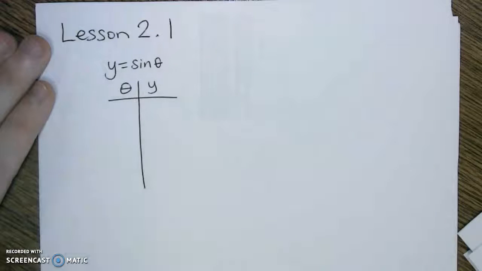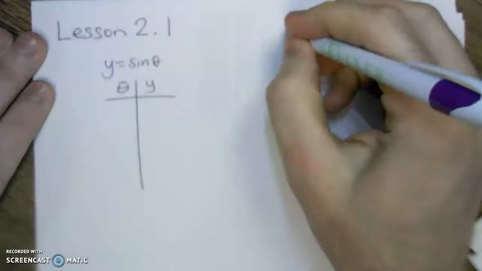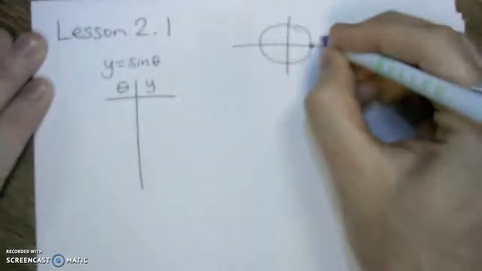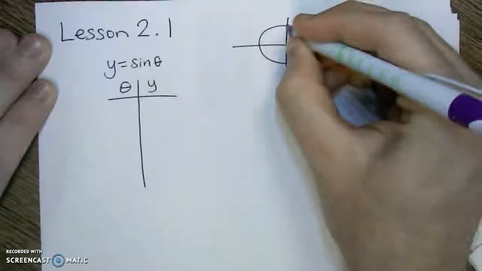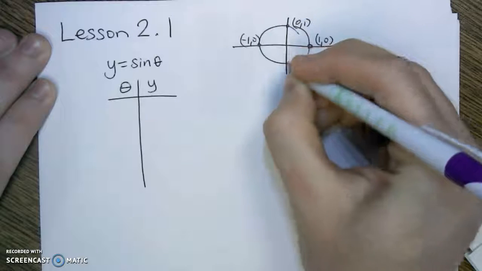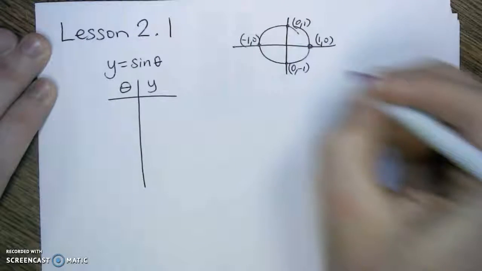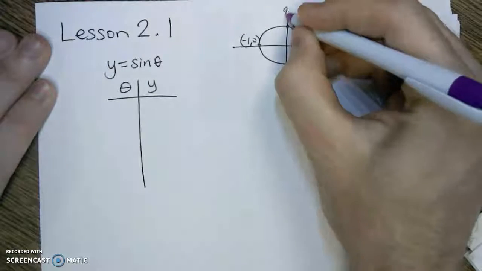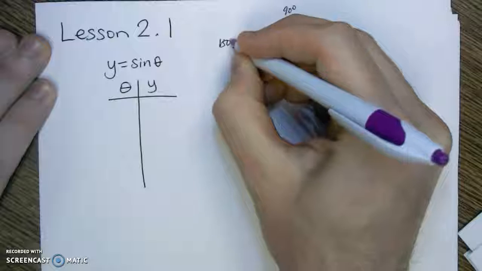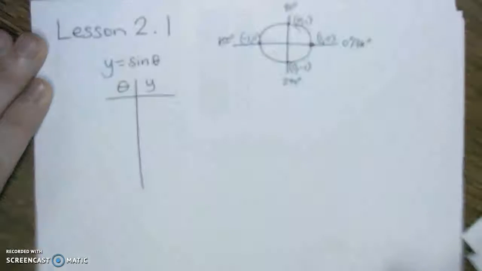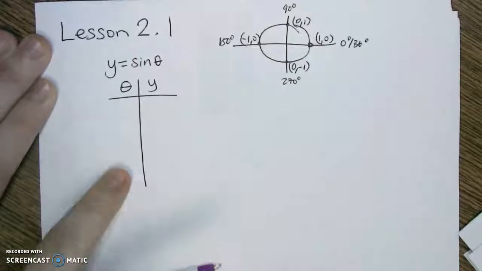So when we plug in inputs for theta, we're going to pick the quadrant boundaries from our unit circle. So remember your unit circle. We've got 1, 0, 0, 1, negative 1, 0, 0, negative 1. And this is 0 degrees, 90 degrees, 180 degrees, 270 degrees, 360 degrees. So the degrees is your theta that we're going to put in the input.